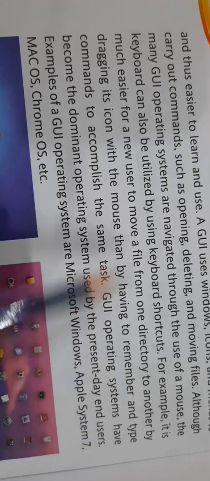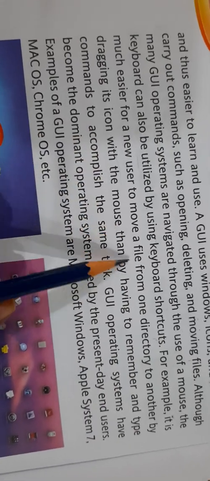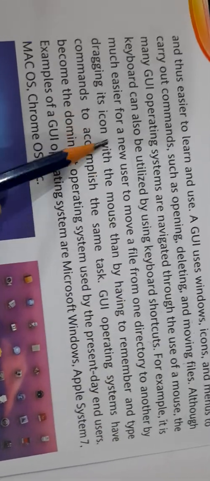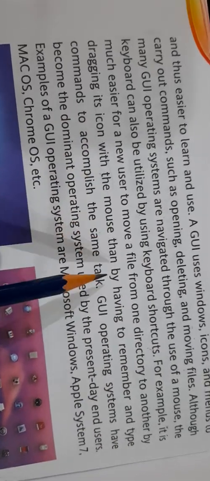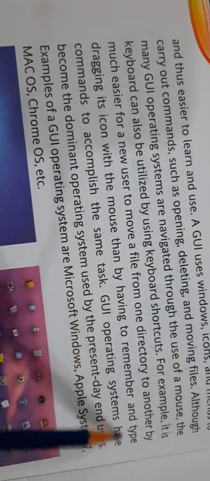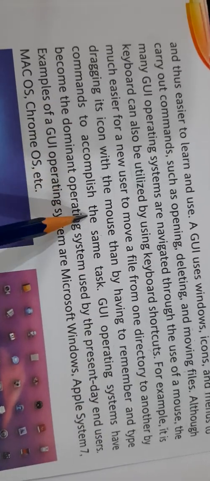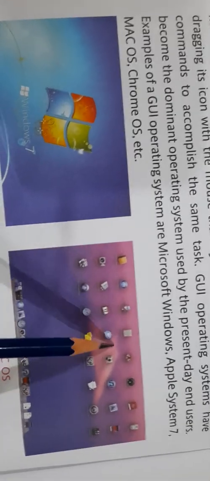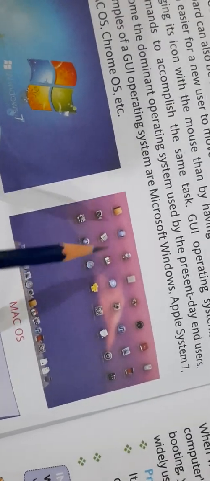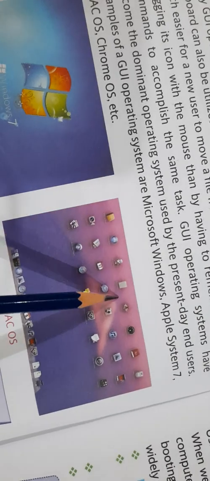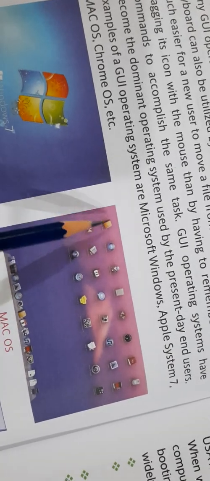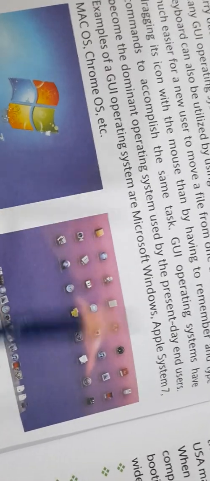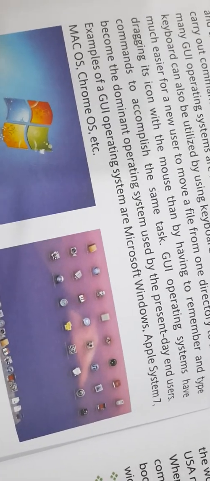For example, it is much easier for a new user to move a file from one directory to another by dragging its icon with the mouse than by having to remember and type commands to accomplish the same task. Suppose these are various folders. These are various applications. If we want to drag one file to another folder, we will just click on the file and drag it and keep it in the next folder.